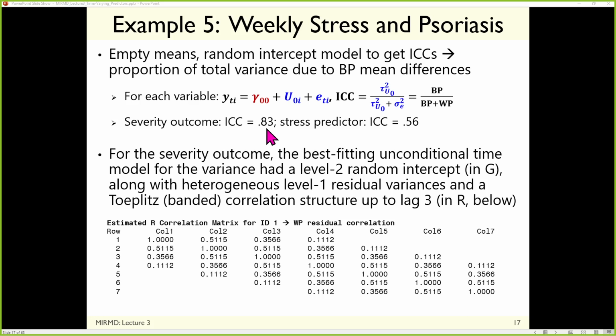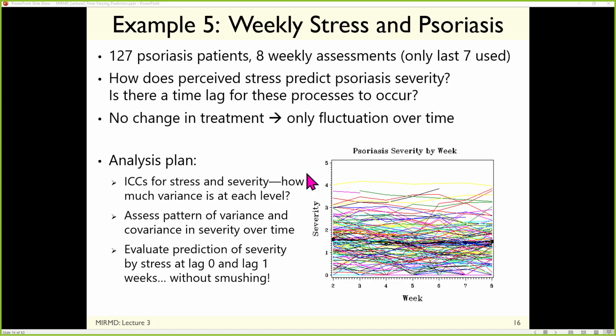So she has 17% of the information in this variable that is possible to be predicted with time-varying stress, only 17%. So it looks like, and as you might guess from the picture, some people have worse severity than others, and that doesn't change all that much. Bummer for them.